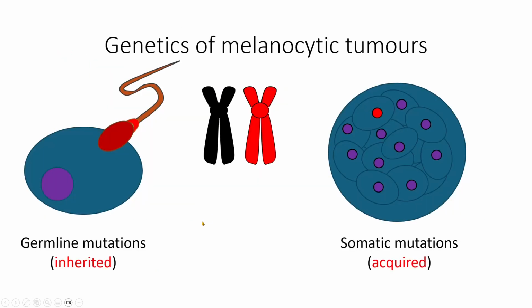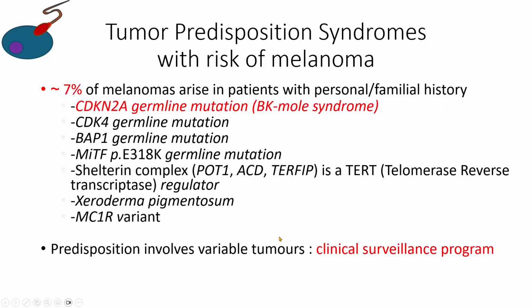Regarding the genetics of melanocytic tumors, there are two areas: what is inherited from your parents with germline mutations and what is acquired, often through somatic mutations. Regarding the risk of a tumor predisposition syndrome that will create a melanoma, around 7% of melanomas are thought to arise in patients who have either a personal or familial history of melanoma or other cancers. The most frequent anomaly is CDKN2A germline mutation, also known as BK mole syndrome. All the other anomalies are a lot less frequent.